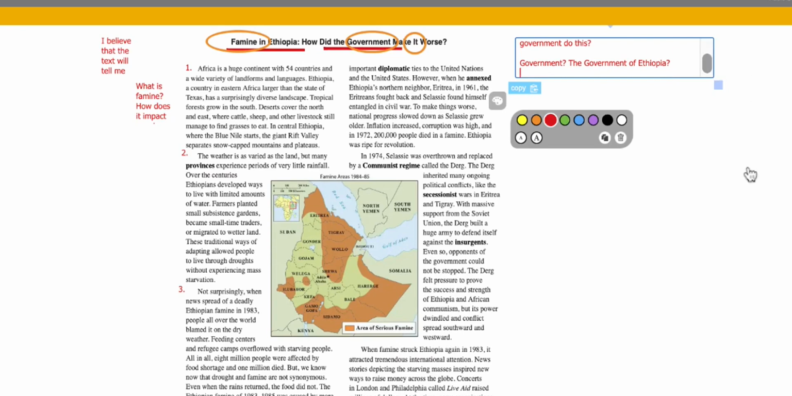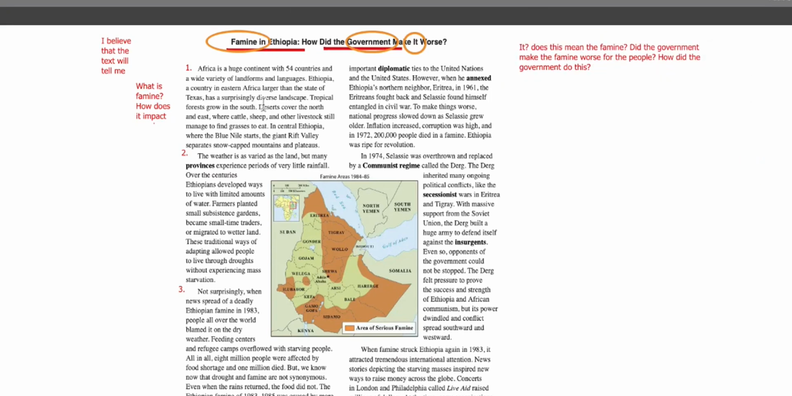So these are my initial questions as I look at the title of the text. And I'm going to see if some of those questions are answered as I read the very first 3 paragraphs of the text. So here we have, Africa is a huge continent with 54 countries in a whole variety of landforms and languages. Wow, that's very powerful.